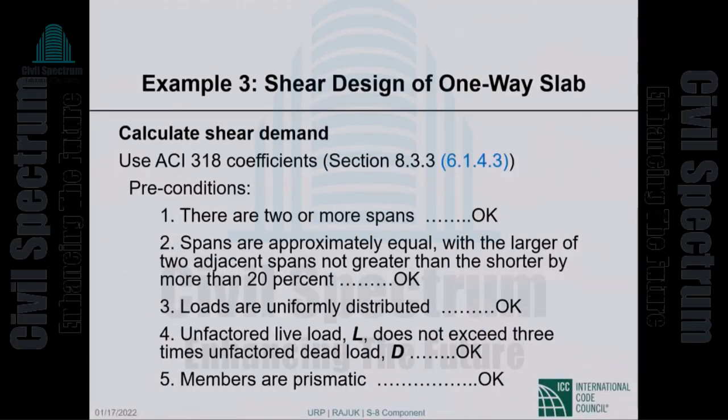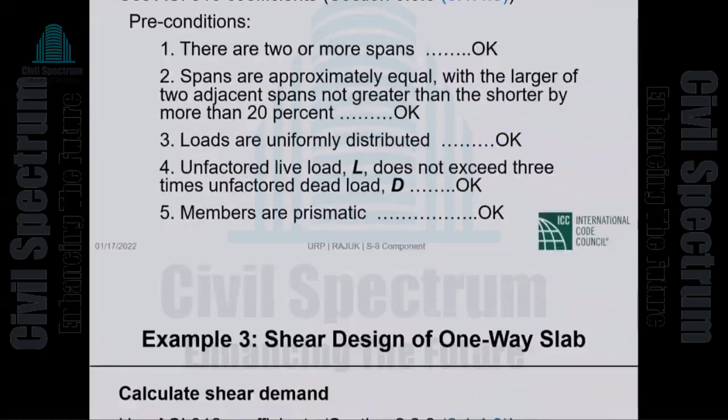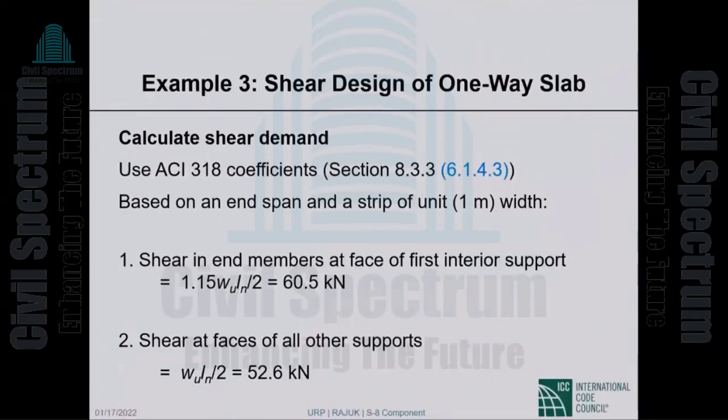Now we want to find the shear at the support by using empirical expressions that are in ACI 318 section 8.3.3. In order to be able to use those, there are some preconditions to be met, and here we are saying that all the preconditions are met. You can read those.